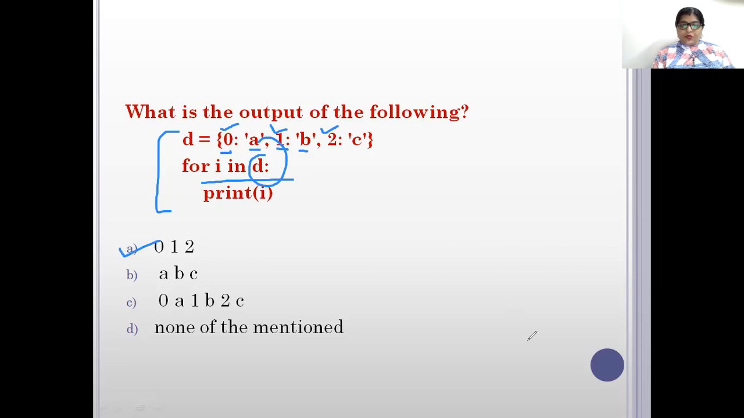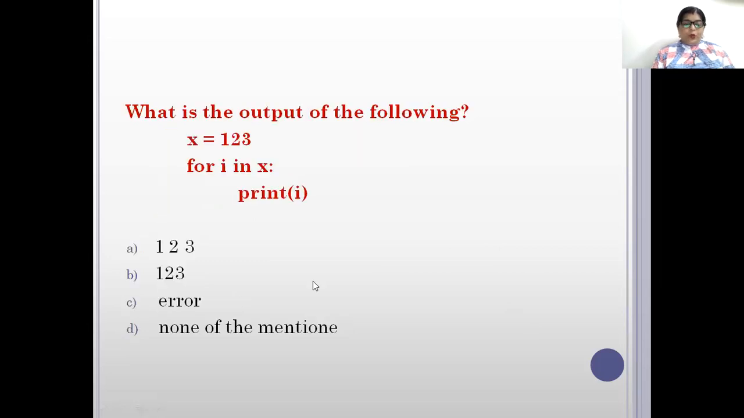Okay, come to the next one. What is the output of the following? So this is again an output based question. X is equal to 1 to 3. For I in X, print I. In the previous question also, they are putting a loop, but that is included in a dictionary. But now here for I in X, they are simply putting it in the for loop. Now, what will it generate?